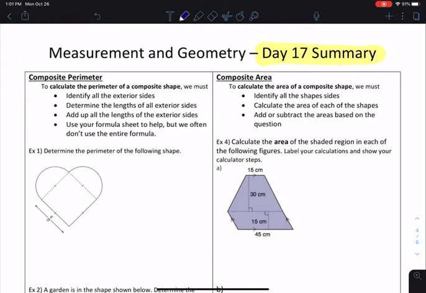So starting out, the perimeter of a composite shape: the first thing we should do is figure out all the exterior sides, determine the length of those sides, add up all the lengths of the exterior sides, and use your formula sheet to help, but you don't usually use it for much.